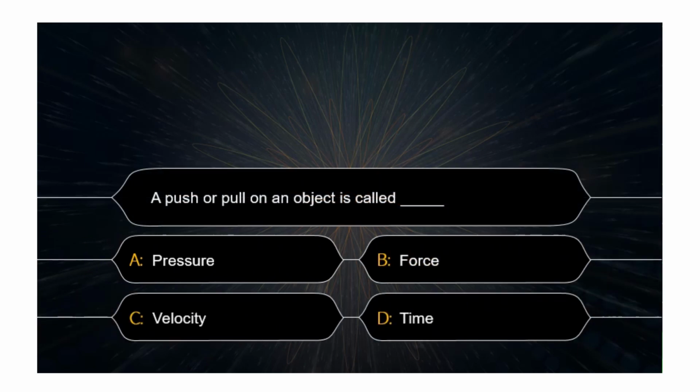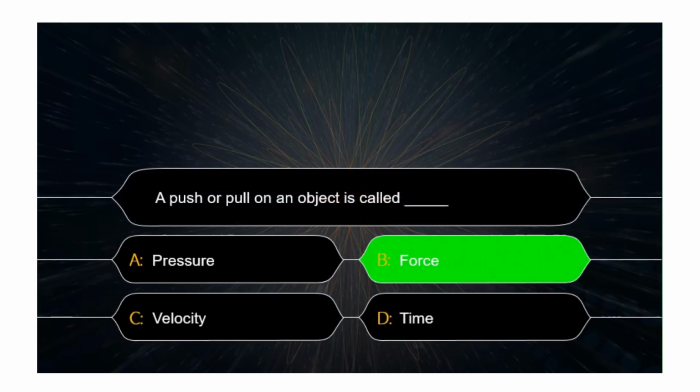First question is: a push or pull on an object is called. Your options are pressure, force, velocity, time. And the correct answer is option B, force.